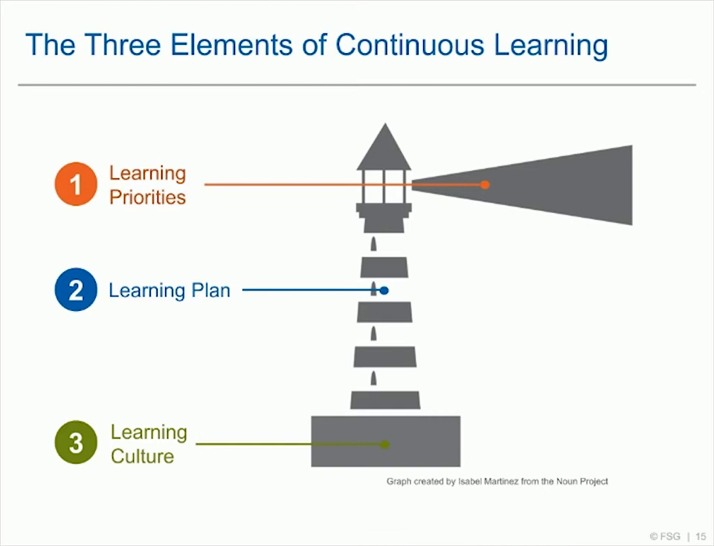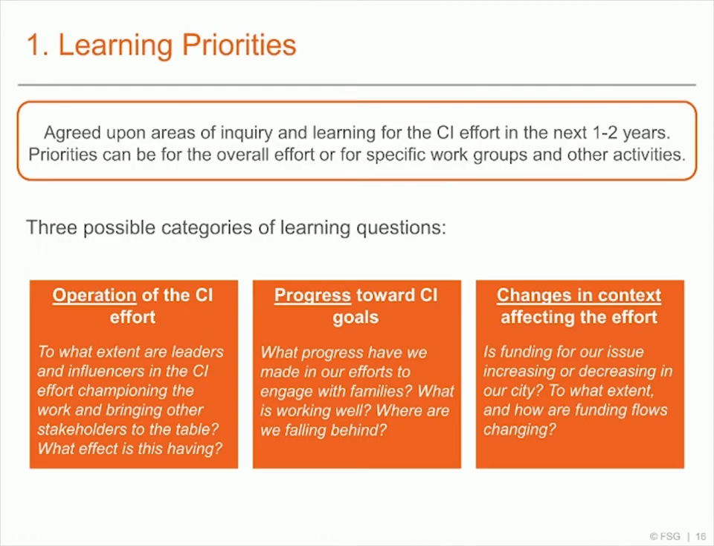You can have a very strong agenda, with a really clear idea where you want to go, and have really good infrastructure, but at the same time, if partners don't trust each other, learning is not going to happen as effectively, and so on. So it's important to consider the three elements as you're thinking about implementing continuous learning into your collective impact work. So I'll move us along to the first part, which is the learning priorities.